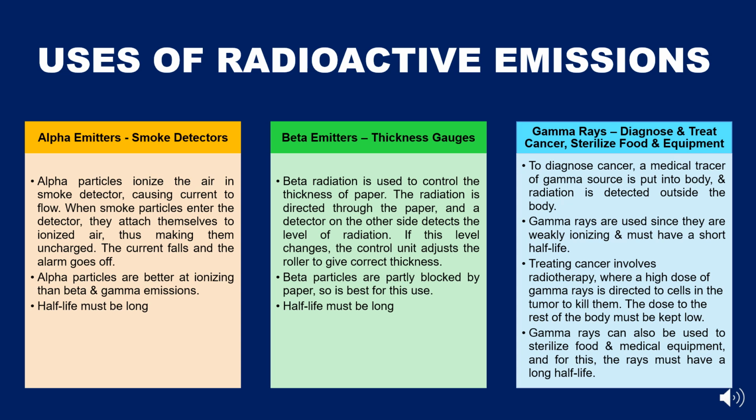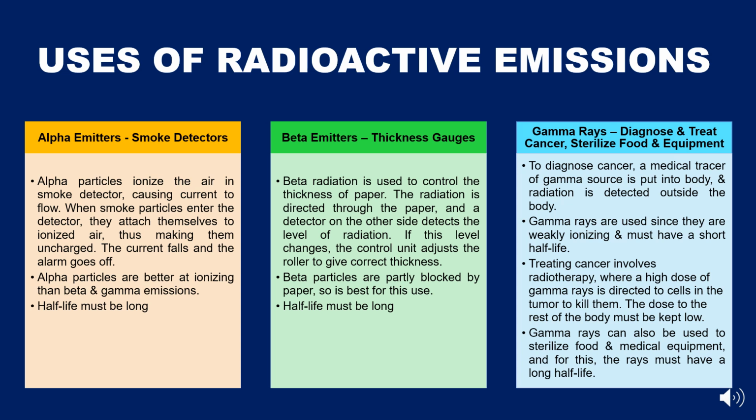Moving on to beta emitters. Beta emitters are used in thickness gauges. Basically, they are used to help control the thickness of things like paper. So the process goes like this. The radiation is directed through the paper, and a detector on the other side detects the level of radiation that passes through the paper. So if this level of radiation changes, the control unit adjusts the roller to give the correct thickness again. So why are beta particles used?